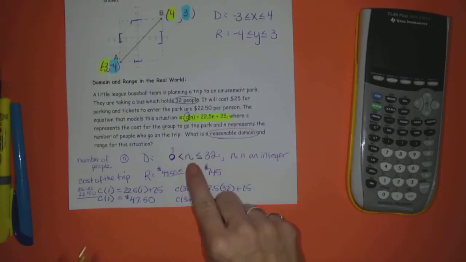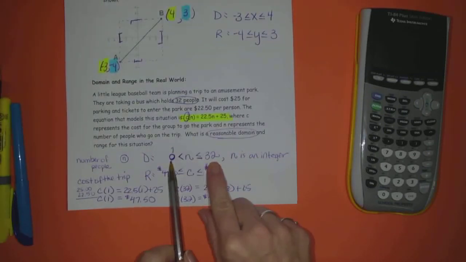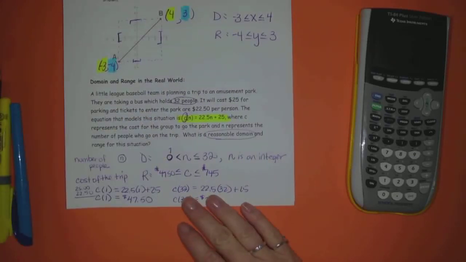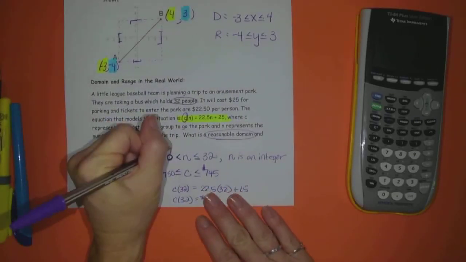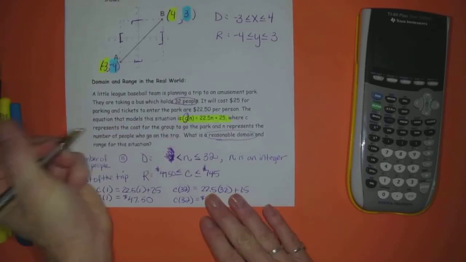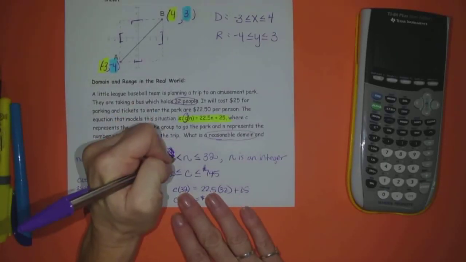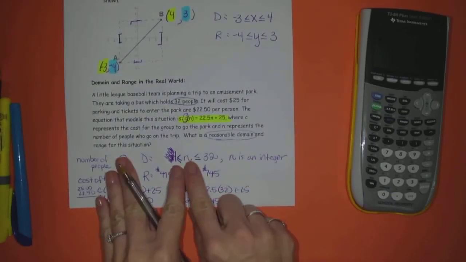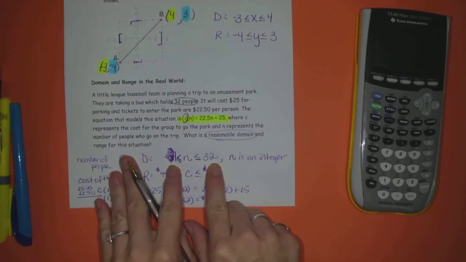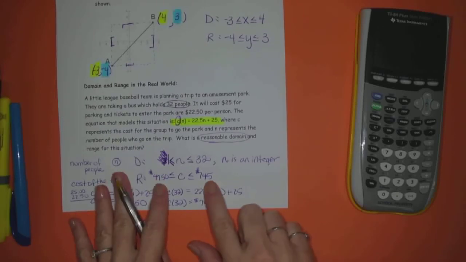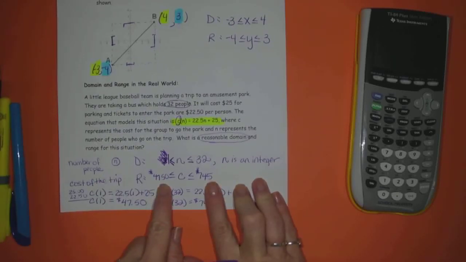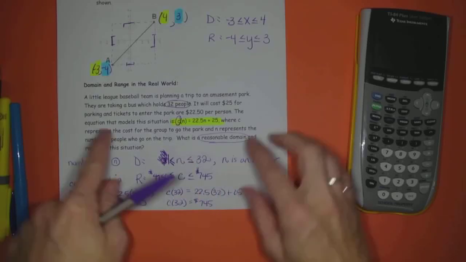So if my domain is between 0 and 32 people, or I should say 1, you know what? Maybe it would be easier just to do this one like this. Let me scratch that out. Sometimes I change my mind. Why don't we just put a 1 here and an equal to sign? That might be easier. My number of people should be between 1 and 32 inclusive. And then that really shows between $47.50 and $745. Domain and range in the real world.